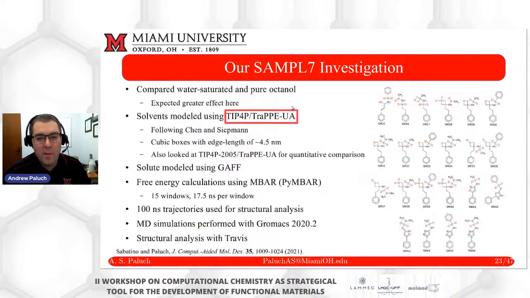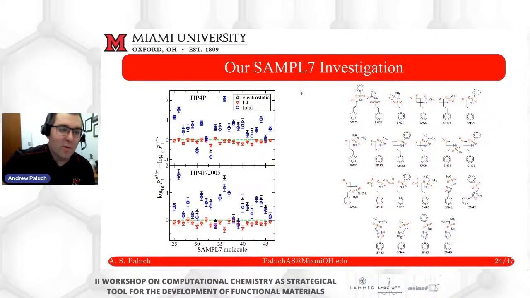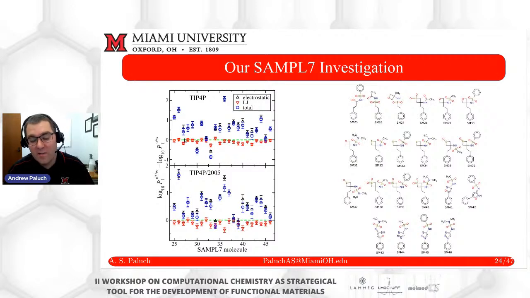If I go back here, I highlight TIP4P and TraPPE-UA, because unless otherwise noted, the results we discuss will involve TIP4P and TraPPE-UA. When I look at my plot, my triangles correspond to the LJ contribution to the difference in these two log P's, which ultimately you could relate back to the solvation free energy in pure octanol relative to water-saturated octanol. What we find is that the LJ contribution to this difference is essentially zero. So the difference in the LJ contribution in wet octanol versus pure octanol is minute.